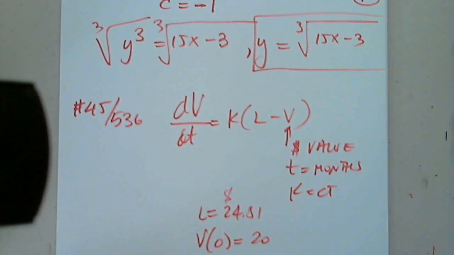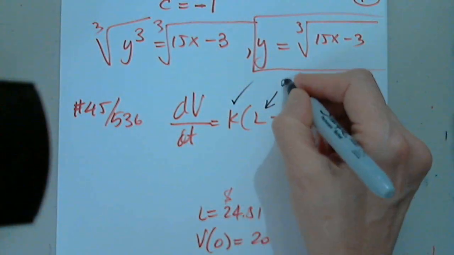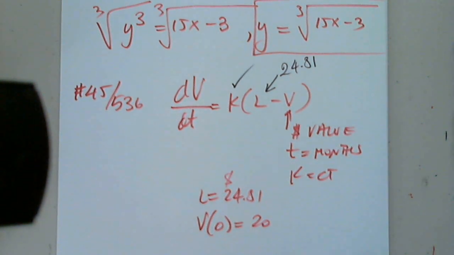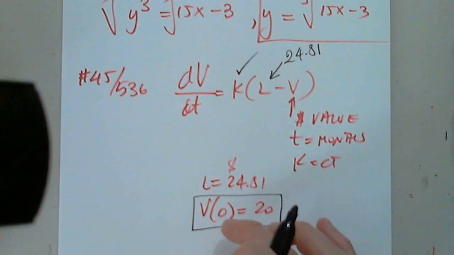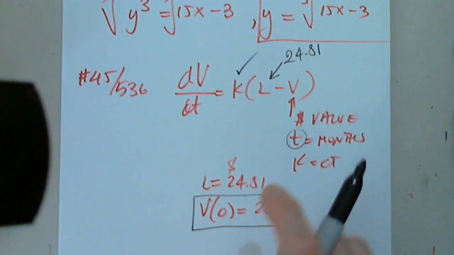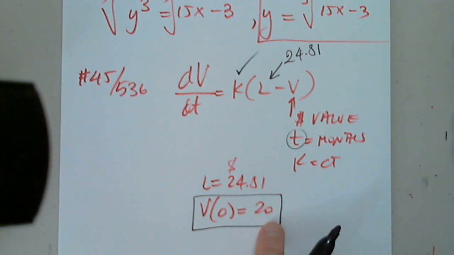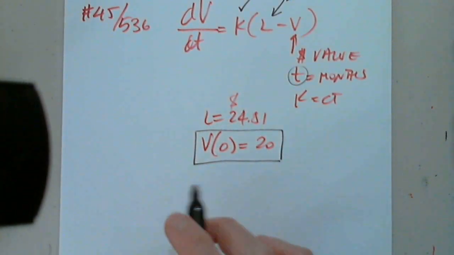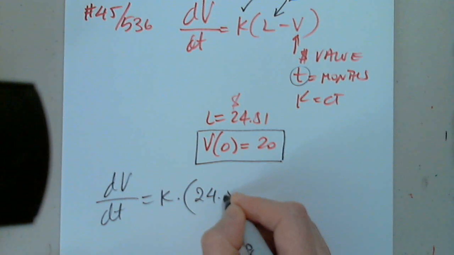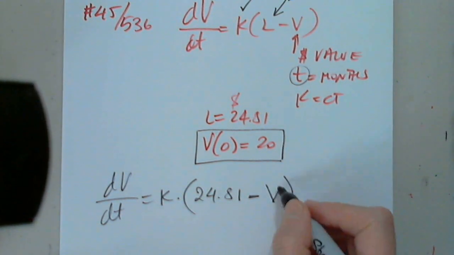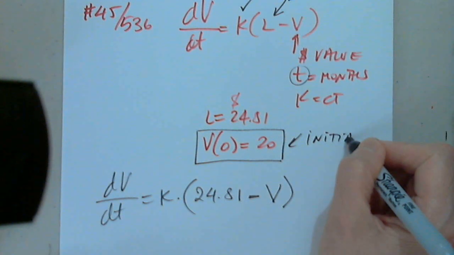So first of all, let's put in what we have learned. We have learned that this will stay. It's not given to us. We have learned that this will be replaced by 24.81. And we are given the initial condition, initial value. When t is 0, the value is $20. So I'm going to rewrite what I have. dv over dt equals k times (24.81 minus v). And this is the initial condition.